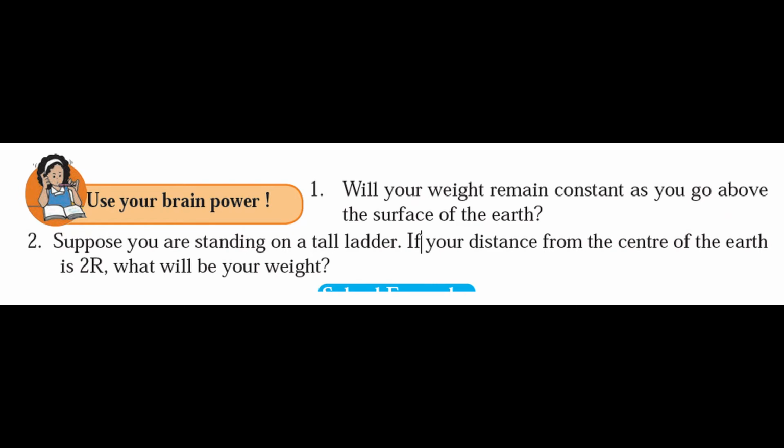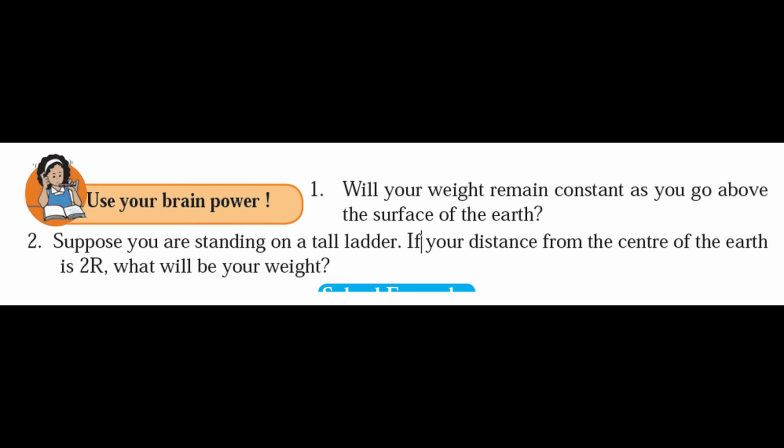Now let's deal with these questions in your book. Will your weight remain constant as you go above the surface of the earth? The answer is, as you travel up from the surface of the earth, the mass will stay the same, but weight will reduce as the gravitational pull on that mass will reduce as you go up and up. So as you go up away from the surface of the earth, the weight reduces, mass stays the same.